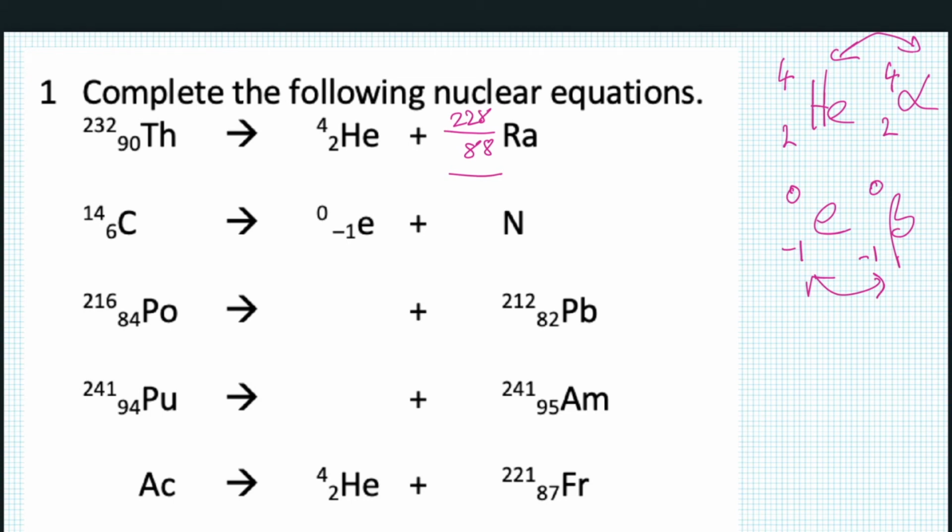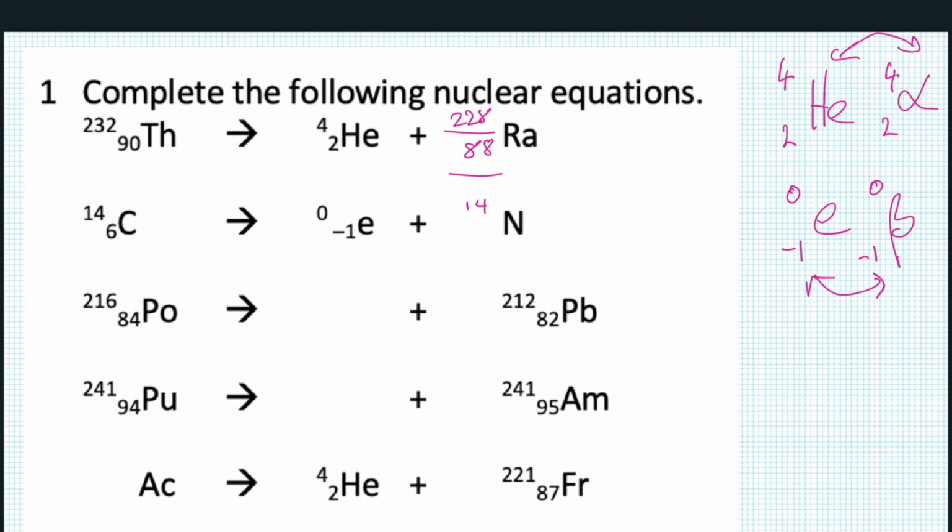It gets a little bit harder when we're looking at a beta particle, because we've got this -1, so we've got to think about adding negative numbers. But it's the same idea. We look at the numbers on the top, and we've got 14 on this side. Well, 0 and whatever number goes just here must equal 14. So 14 minus 0, well, that's 14. Turns out the number of nucleons in beta decay doesn't actually change.